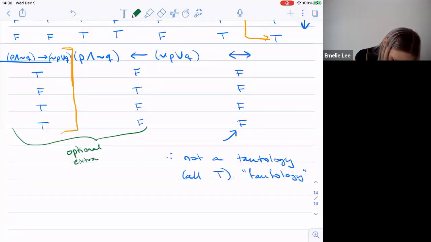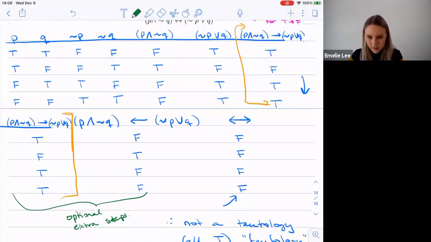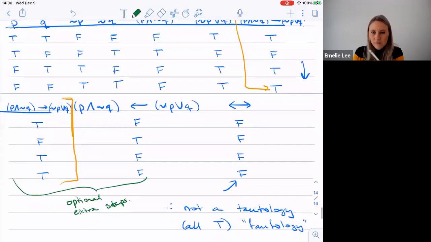Optional extra steps. I'll say that. False, false, false, false. Feels good. I'm ready to lock it in. Any other problems you want me to go through?